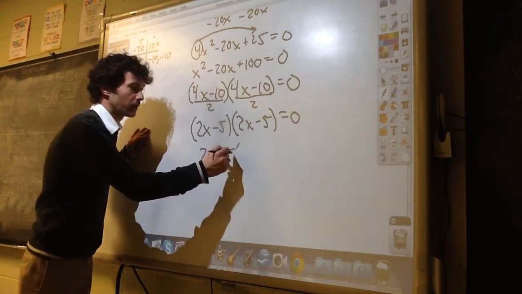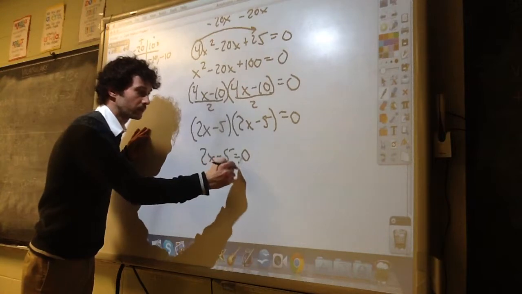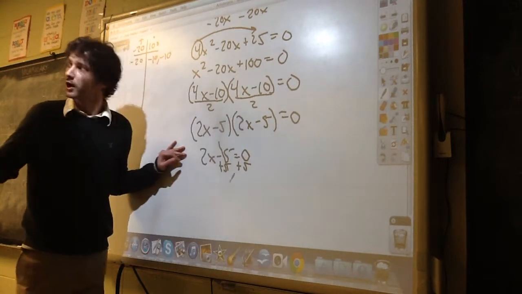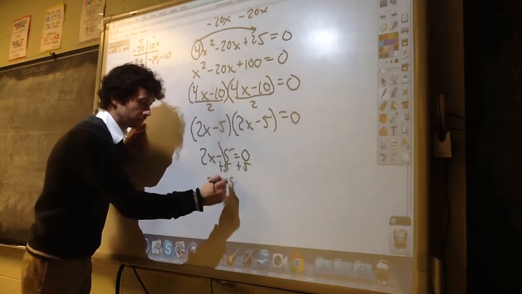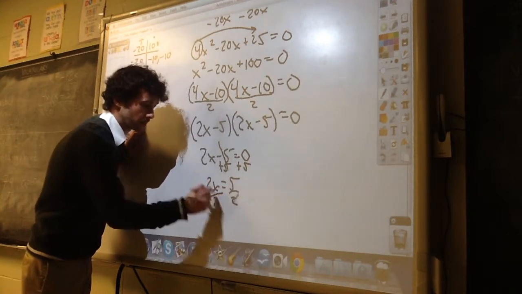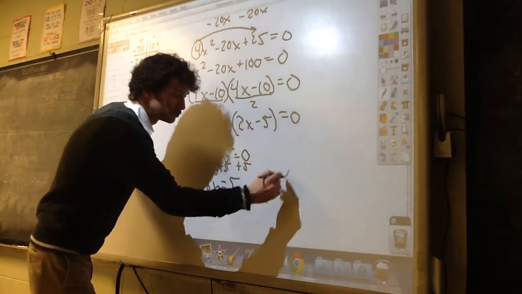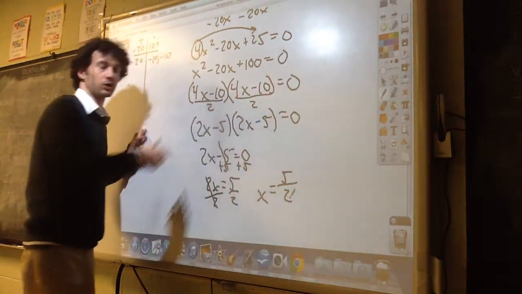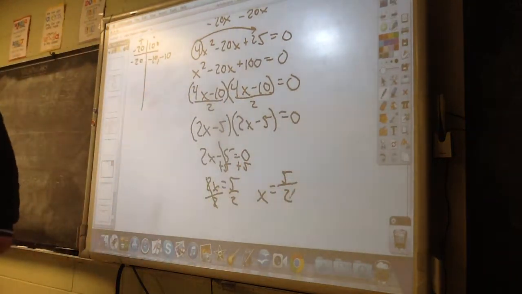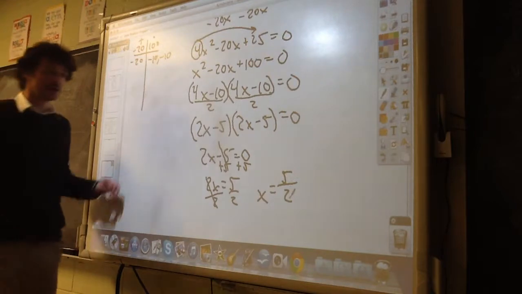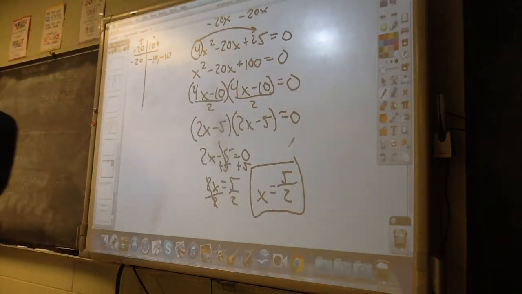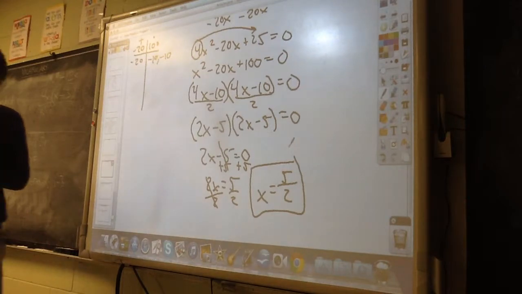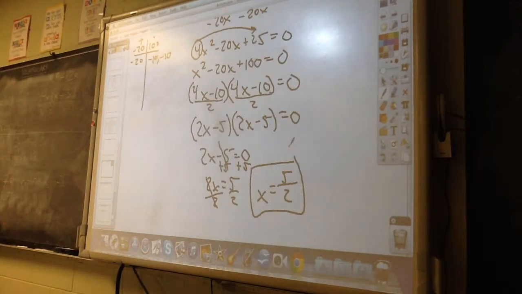So check it out. I'm going to work this. So I get that x equals 5 over 2. If I worked the other problem, I would also get x equals 5 over 2, so I don't need to work the other problem, and that's the answer. There's only one solution. You don't need to write it twice.